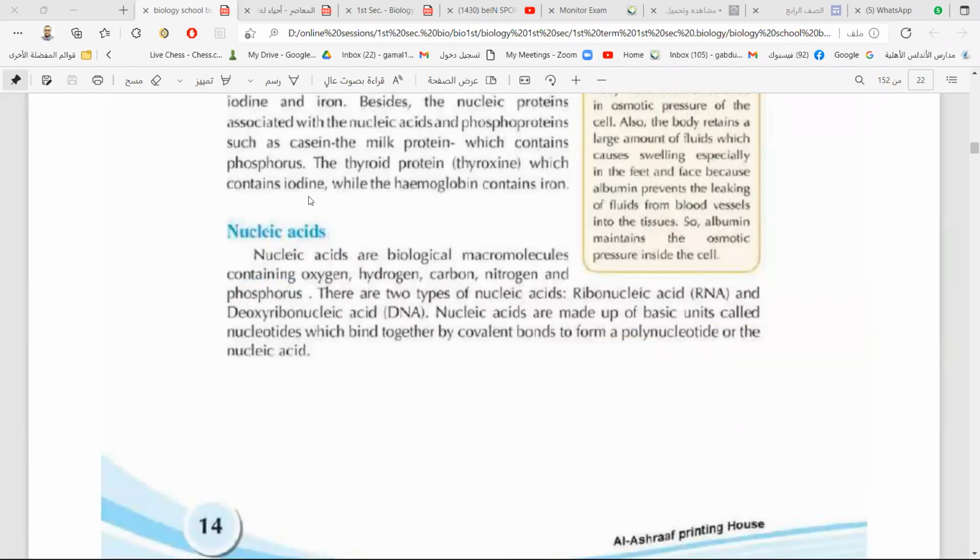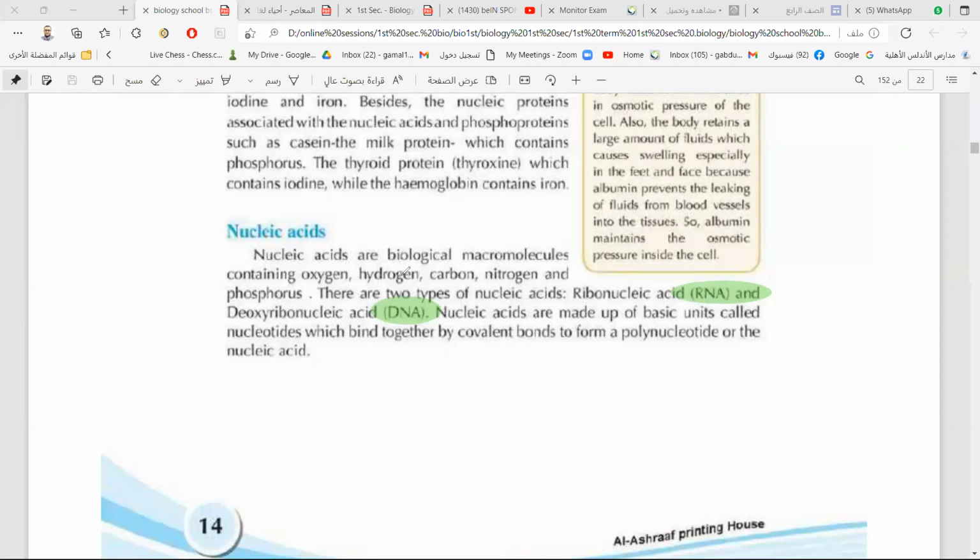We remember that we have two types of nucleic acids, DNA and RNA. You remember we studied DNA in grade 9, which carries the hereditary material, the genes. It's found in the chromosomes, and they carry the hereditary substance or the genes.